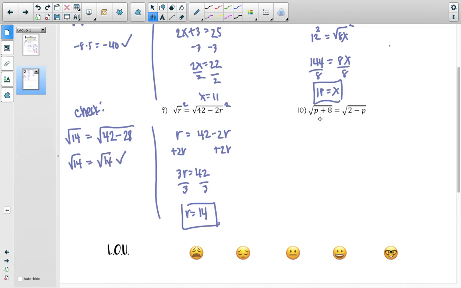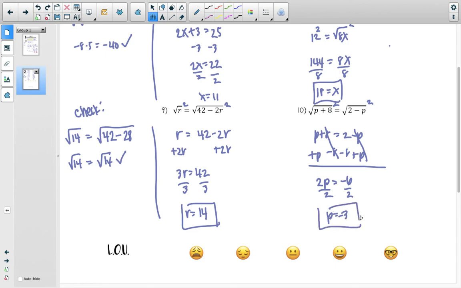All right, number 10, last one. Just like 9, we're going to square both sides. Gets us p plus 8 equals 2 minus p. I'm going to go ahead and add that p over to this side, and I'm going to subtract 8 to this side. So I'm doing a bunch of steps. This is going away, this is going away. So you have 2p equaling negative 6, and if you divide by 2, p equals negative 3. Okay, so that's the answer we're getting.